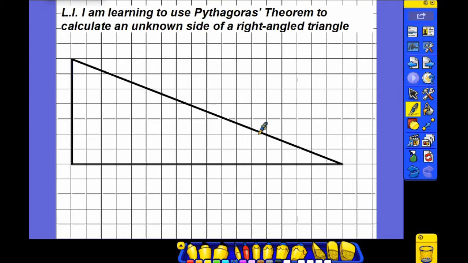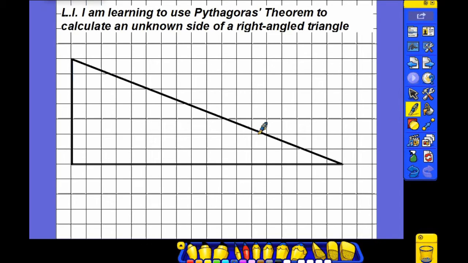Hi guys, in today's video we're going to be learning to use something called Pythagoras Theorem to calculate an unknown side of a right-angled triangle. Now, before doing any of this, you need to have a wee bit of background knowledge. The main background knowledge today is going to be around algebra, because we're going to be using some letters to stand in for numbers.